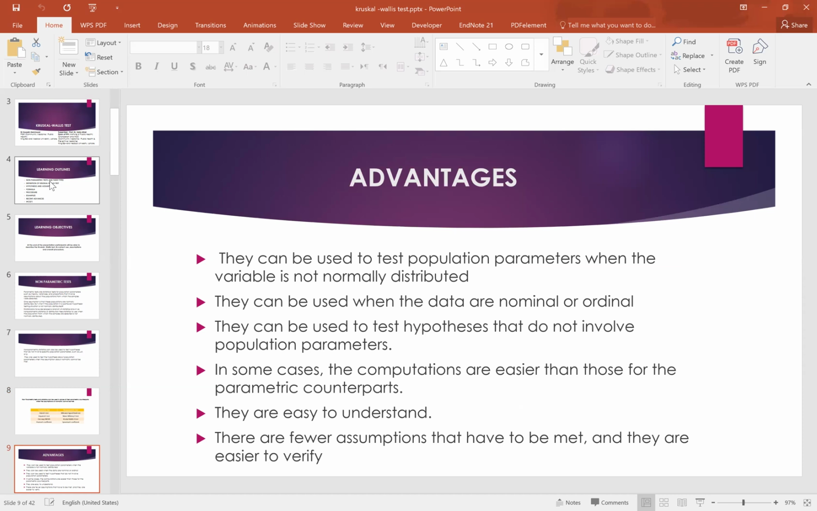Advantages. They can be used to test population parameters when the variable is not normally distributed. They can be used when the data are nominal or ordinal. They can be used to test hypotheses that don't involve population parameters. In some cases, the computations are easier than those for the parametric counterparts. They are easy to understand. There are fewer assumptions that have to be met, and they are easier to verify.